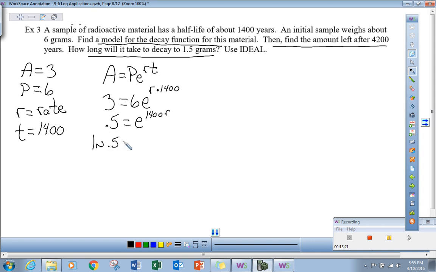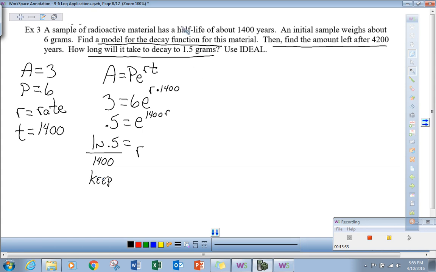Equals 1,400R. So I'm going to divide this by 1,400. So there's my R value. Once again, we're going to keep this exact. We can run it through our calculator to get an estimate of it. But I kind of want to show you a shortcut right here.